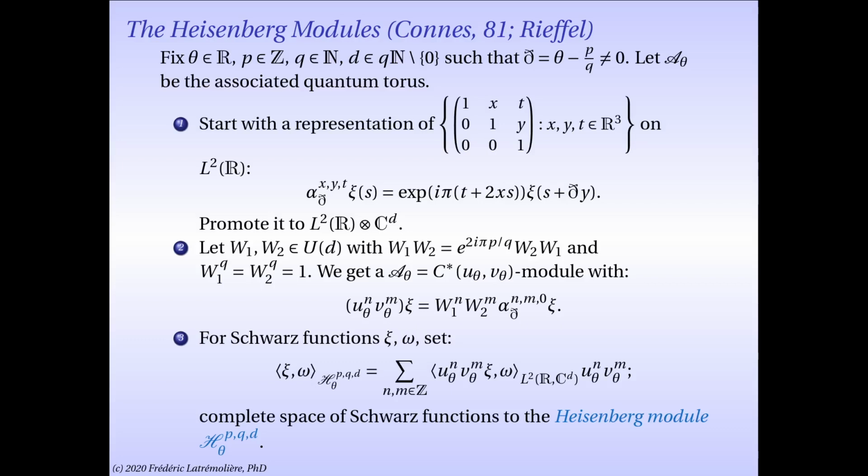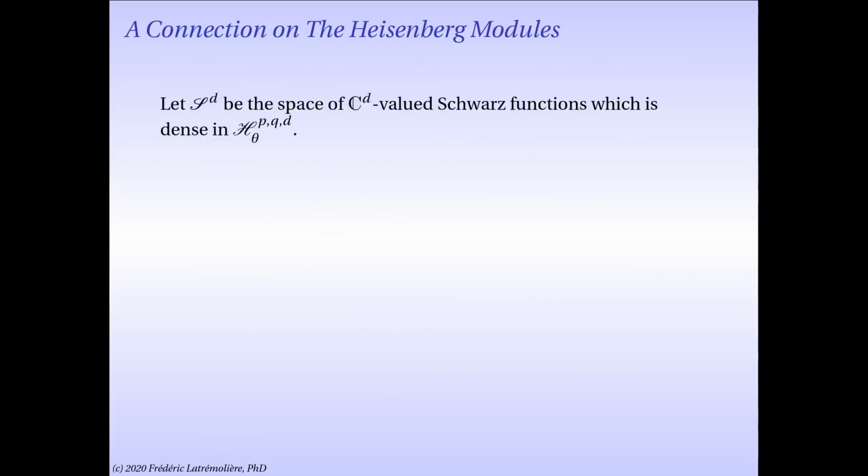Connes introduced a natural object on Heisenberg modules, which behave like a connection. We work on the space of C to the d valued Schwarz functions, which is dense in all our Heisenberg modules.